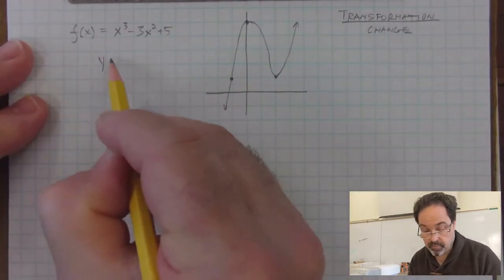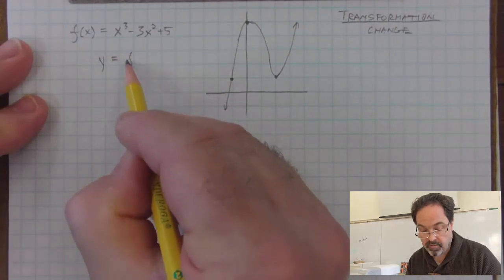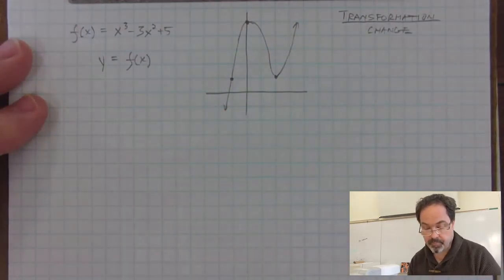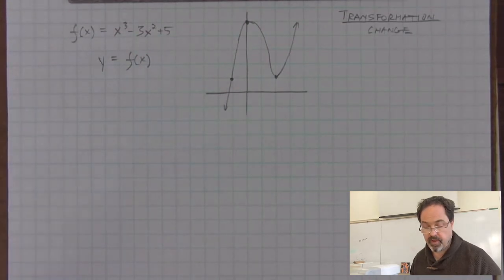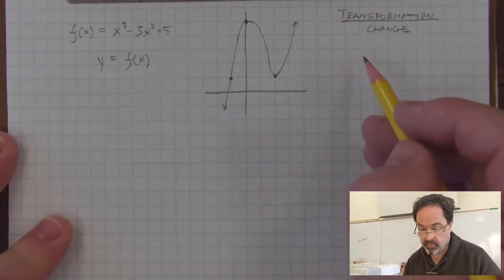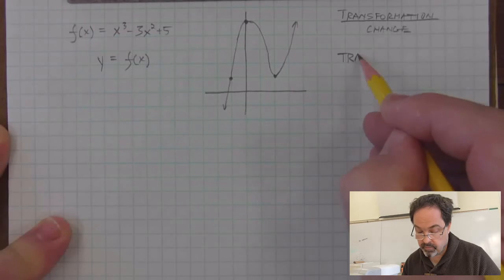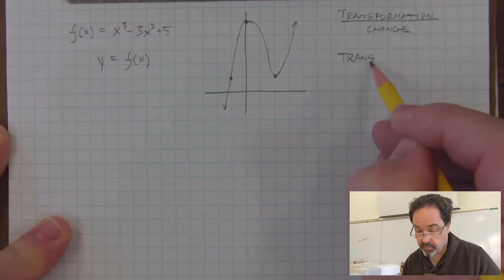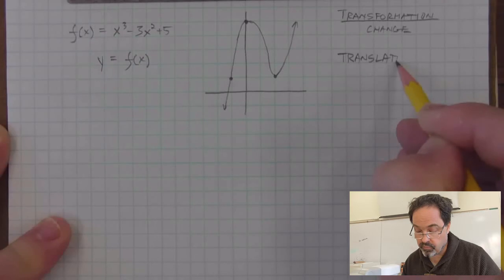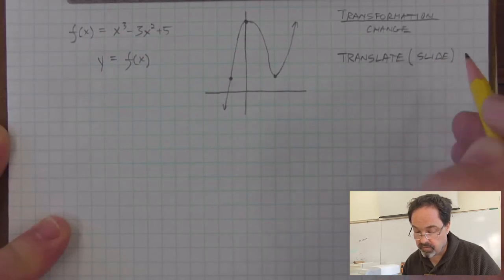In general, we could think of an equation y is equal to a function of x. We could think about the ways in which we could change the graph, and the ways in which then the equation would change to make the graph change. There are many different ways in which we can transform. One, we could say or call translate. Translate is a fancy word for slide.